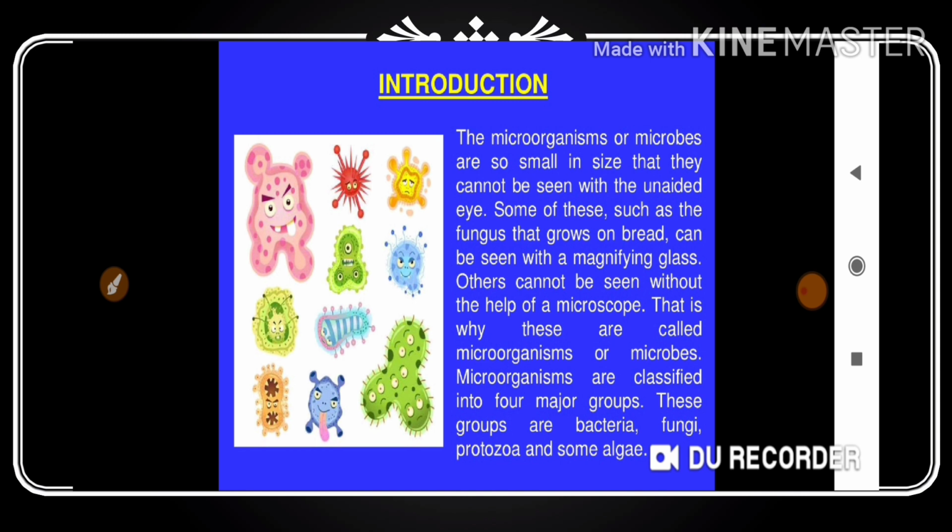Introduction means what microorganisms are, how they are, what their shape and size are: very small in shape and size, cannot be seen with the naked eyes. They move around in the environment, very small in size, and easily can move into your body, into the mouth or into the nose also. That's why we can get sneezing, cough, cold, headache, so many health hazards because of this. If we classify them, we have so many classifications. The first is bacteria, then fungi, protozoa, and also algae.